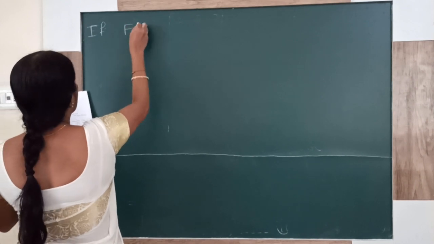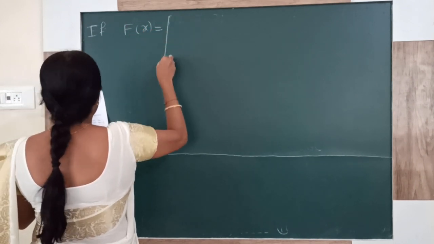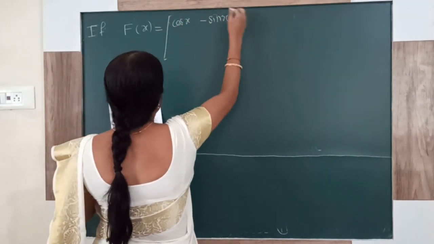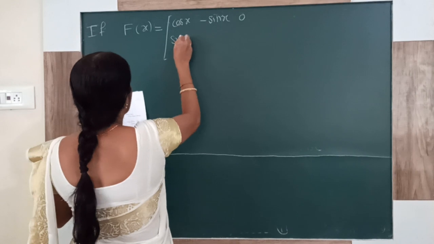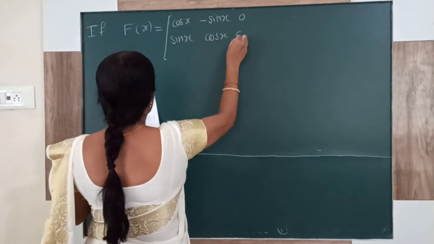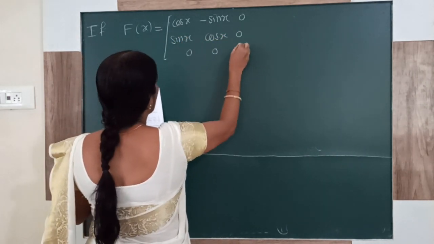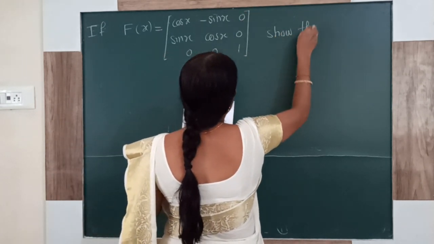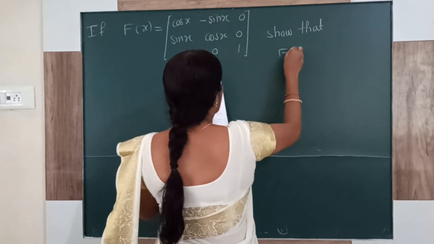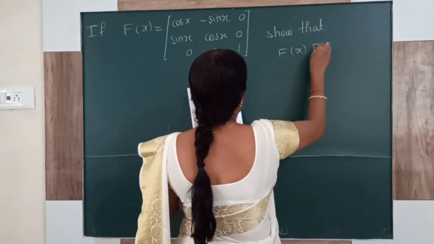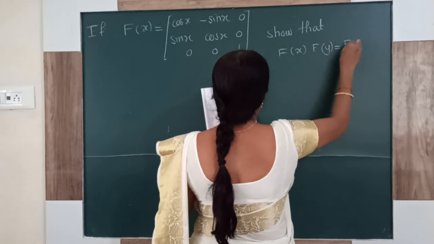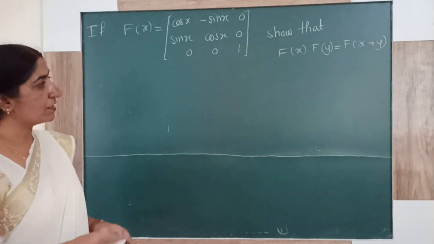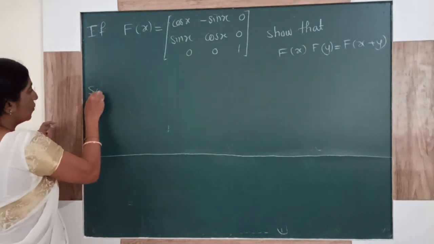If f of x is equal to the matrix cos x, minus sin x, 0; sin x, cos x, 0; 0, 0, 1, our question is, show that f of x into f of y is equal to f of x plus y.